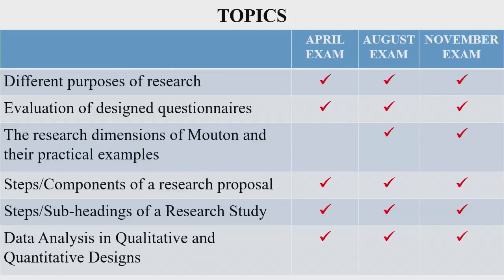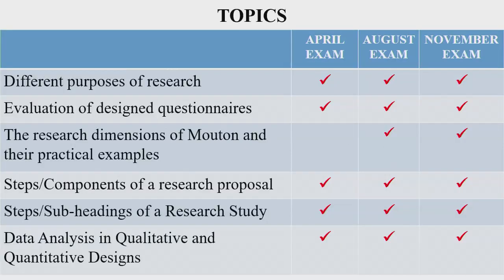You are expected to know different purposes of research. You are expected to know how questionnaires are evaluated. You should know the 5 research dimensions of matter, and you should be able to give practical examples and also relationships. You should know the steps or components of a research proposal, and steps or subheadings of a research study. And you should be able to explain data analysis in qualitative and quantitative designs.